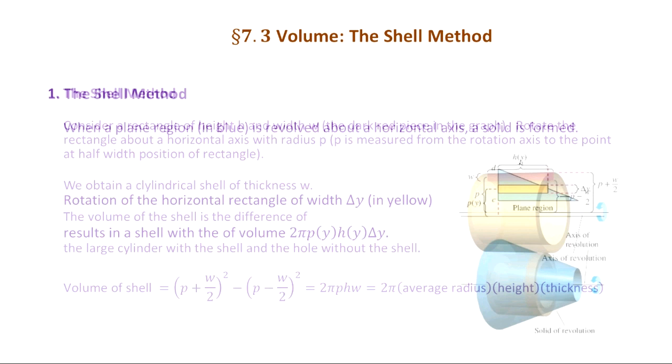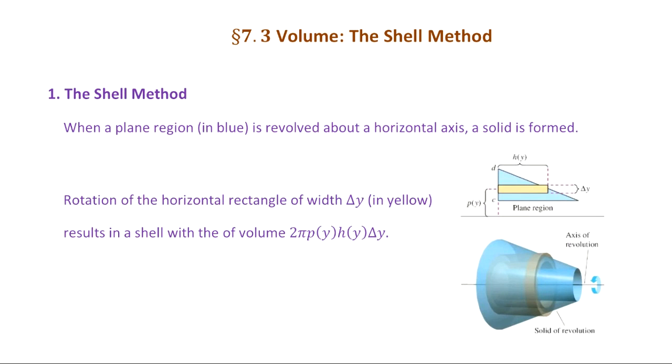So if you do that, then we get a formula in here. So we have a plane region in blue. Okay, you can see a rectangular region in blue. We rotate about the x-axis or horizontal axis. When you rotate the blue plane region on the top about the horizontal axis, you're going to get the solid at the bottom.